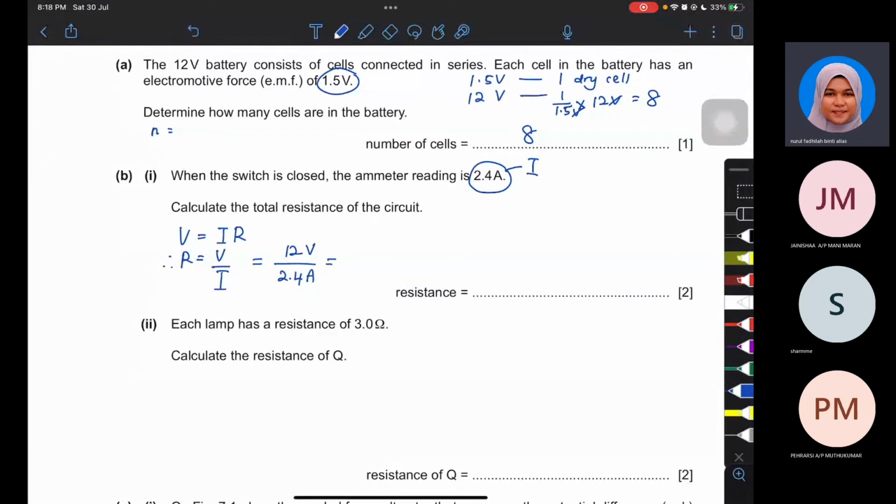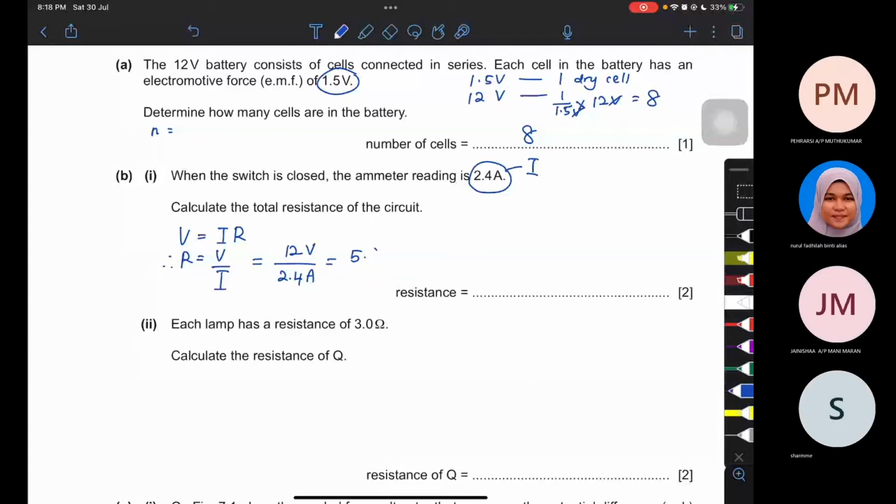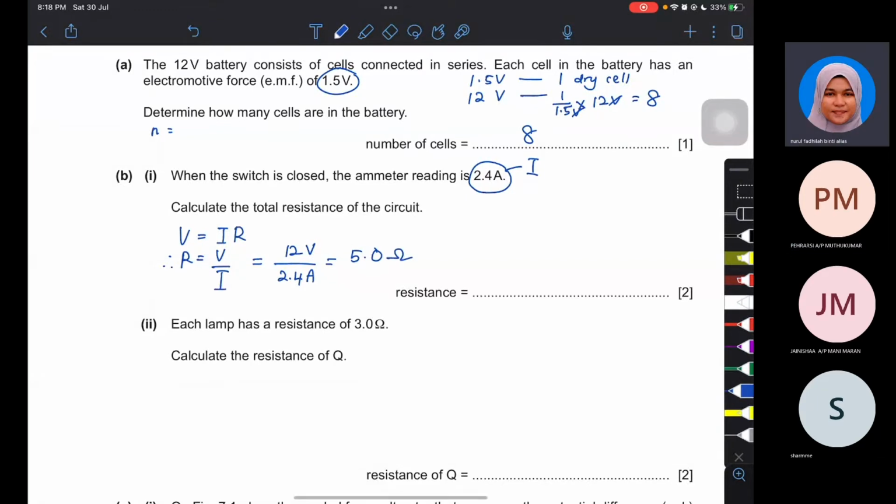So, dapat berapa? Tekan kalkulator, dapat berapa? 5. Berapa? 5 ohm. 5 ohms. Okay. Right. So, senang sahaja.